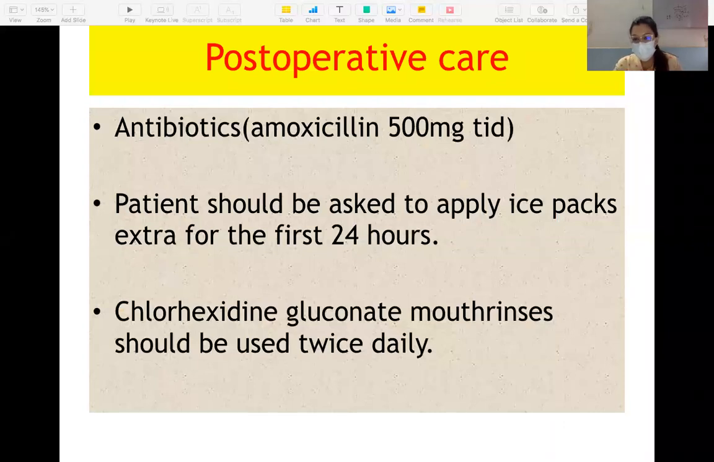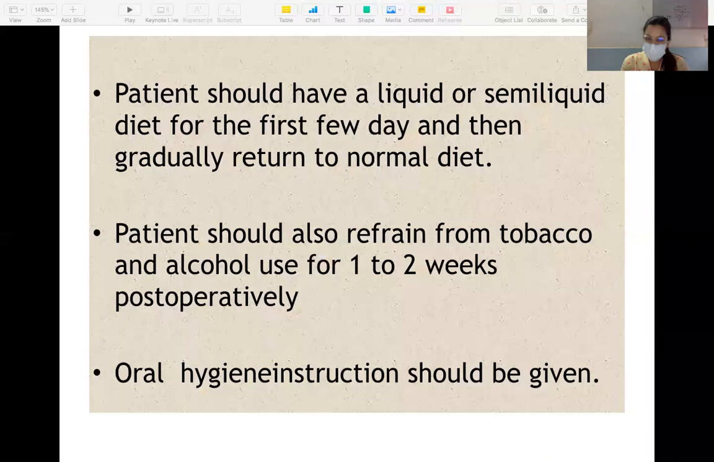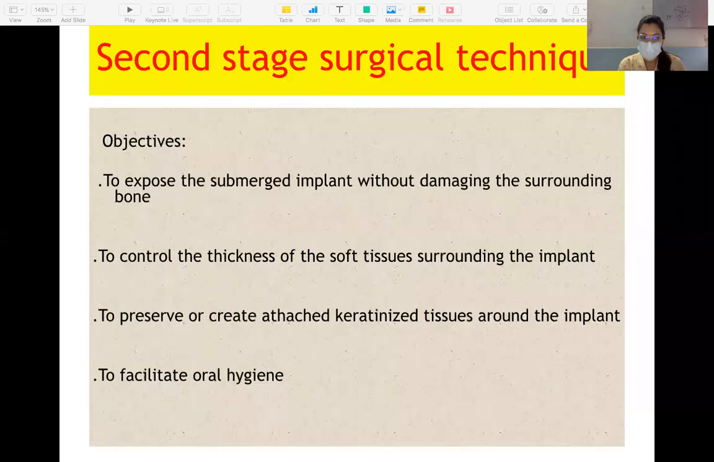Post-operative care after implant placement is important. You usually prescribe antibiotics. Ask the patient if there is inflammation. You can ask the patient to keep ice packs. Also you can use mouth rinses, that is chlorhexidine gluconate. Any therapeutic mouth rinse can be used. The patient is asked to keep on a soft diet. Also, if the patient is a tobacco or alcohol user, then they should not use it for some time. Oral hygiene instruction becomes important.